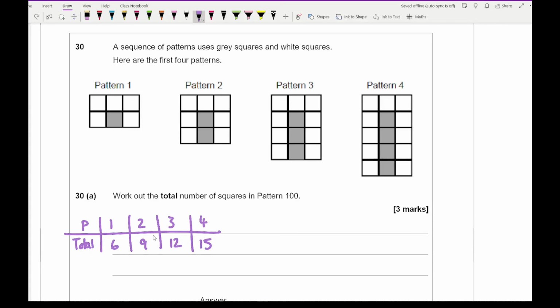So what I need to do is find basically the nth term of these numbers here. So again, to find the nth term, we look at the difference, which is plus 3.